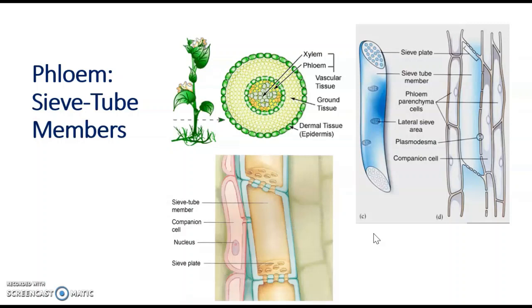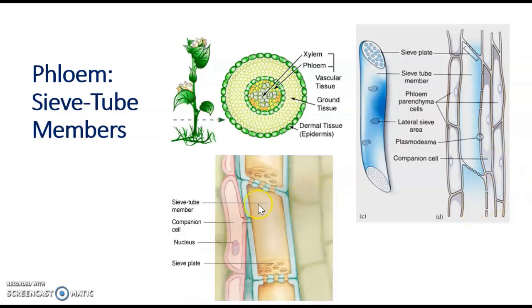Unlike xylem, phloem consists of living cells. The cells that make up the phloem are called the sieve tubes. Sieve tubes are specialized for transport and they have no nuclei. Each sieve tube has a perforated end so that its cytoplasm connects one cell to the next.